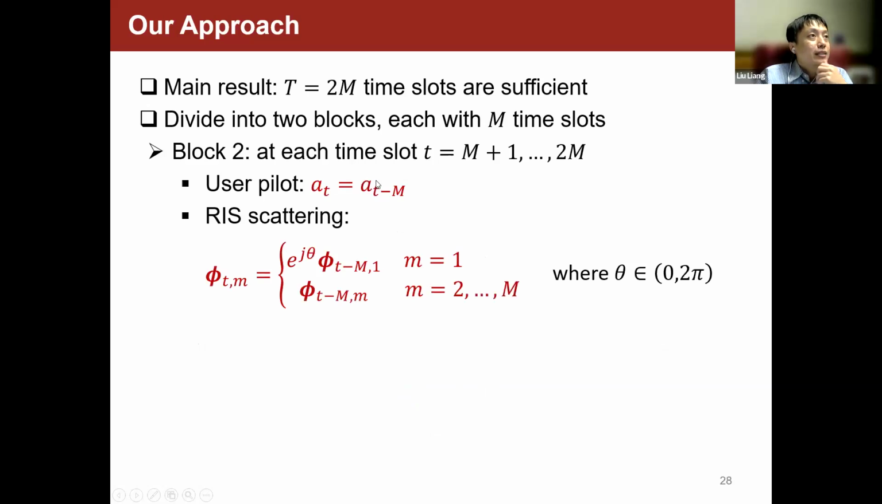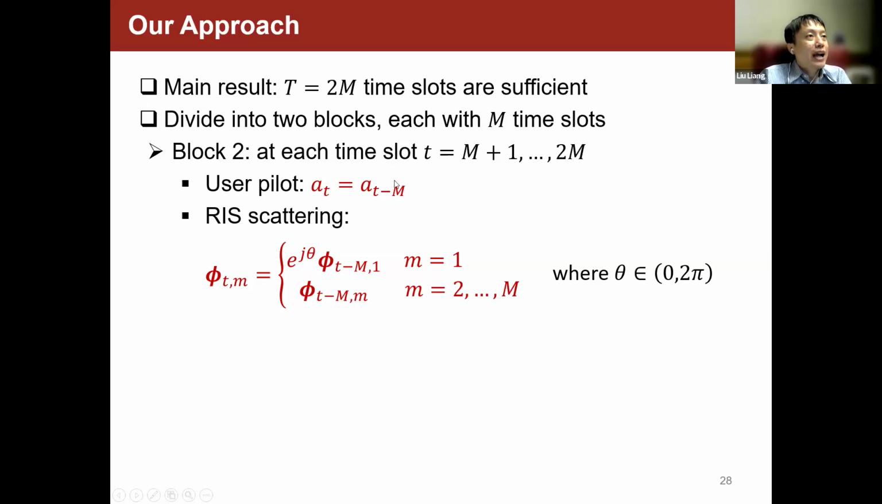And then let's look at block 2. Block 2 consists of time slots m+1, m+2 until 2m. The basic idea is that we pair 2 time slots together in block 1 and block 2. For example, time slot 1 in block 1 and time slot m+1 in block 2 will be paired together. And time slot 2 and time slot m+2 will be paired together. And at last, time slot m and time slot 2m will be paired together. Then we have m pairs.